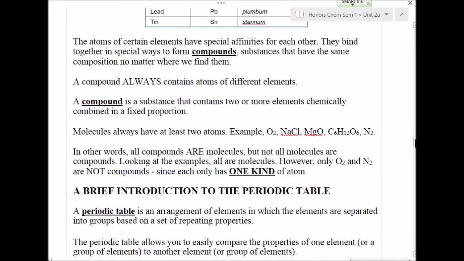So I think I talked about molecule and compound. In other words, compounds are molecules, but not all molecules are compounds. By definition, a compound has at least two different elements. A molecule has at least two atoms, which could be different or the same.